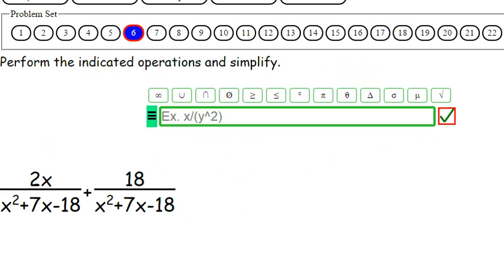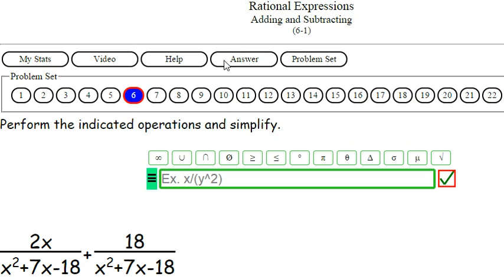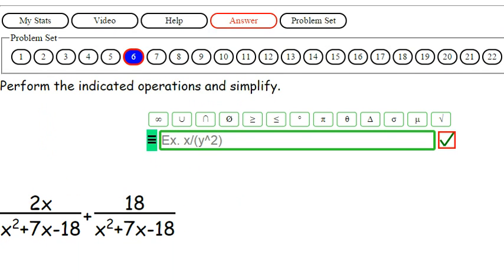2x plus 18. Speaking of Bam, he's coming over today. Bam is the grand dog.